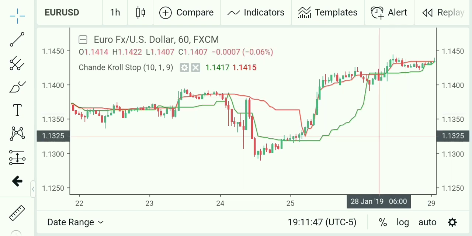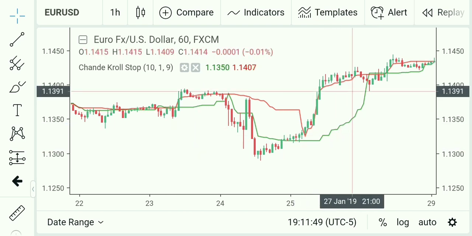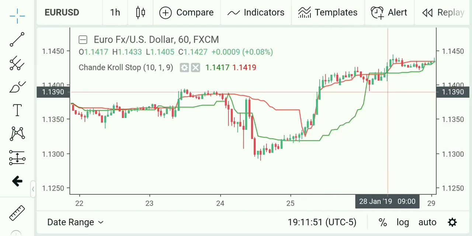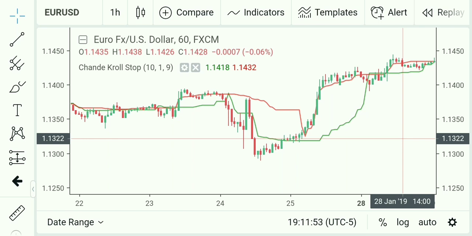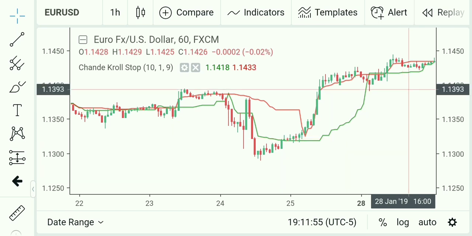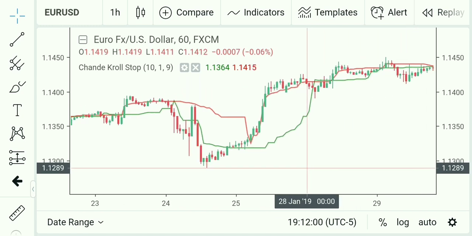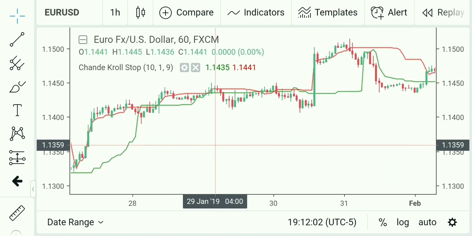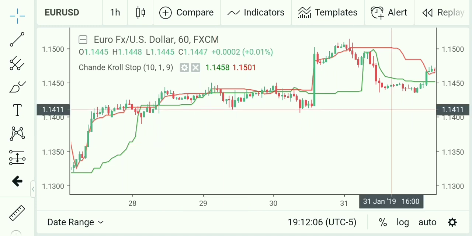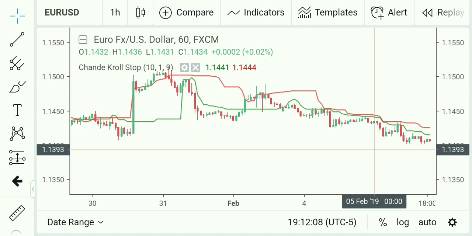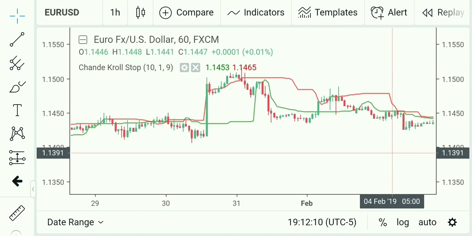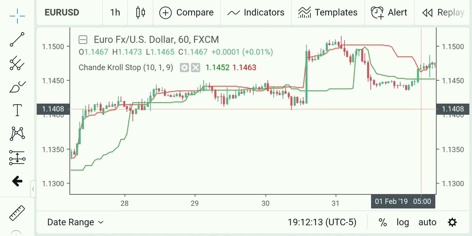And then you would have even got right here as well. And you would have got a lot of pips on this movement. This would have been a good 80 pip movement up before it got lost. So you get major pips on the Chande Kroll stop, and it's actually one of my favorite indicators just because it's so simple to use. It's really not a complicated indicator.